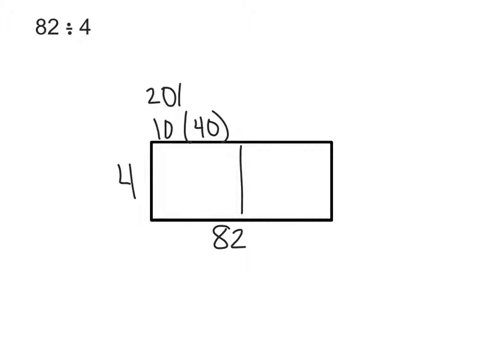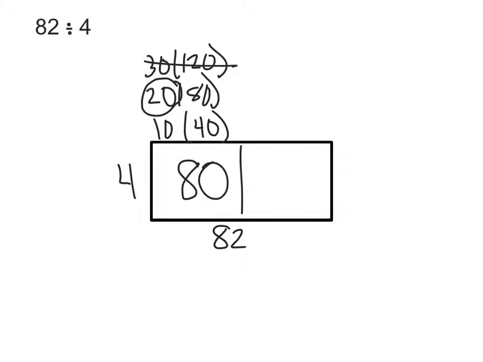And just to practice that one more time, 82 divided by 4. So 82 goes on the bottom, 4 on the side. I start with my tens place. So 10 times 4 is 40. 20 times 4 is 80. 30 times 4 would be 120. That's too much, so I come back, circle my partial quotient, put my partial product in the box, and I subtract. That leaves me with 2.